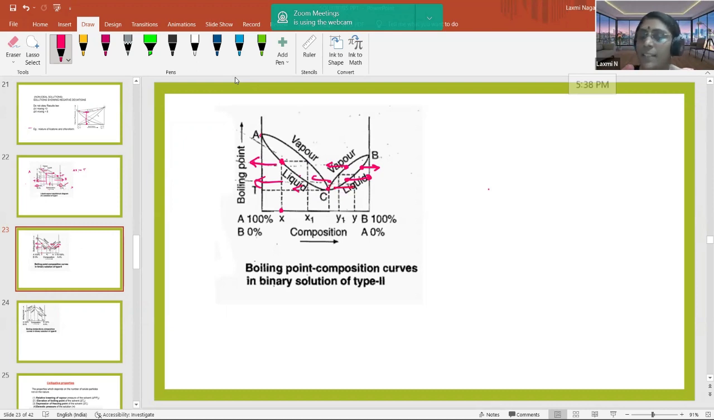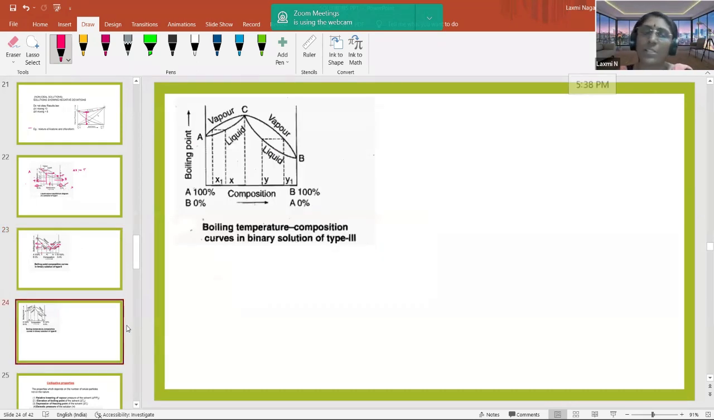But at this point, both will be the same. So I am no longer able to separate. Yes, yes. There is azeotrope. After the achievement of azeotropic composition, the separation will not be possible. So the explanation is similar for this.